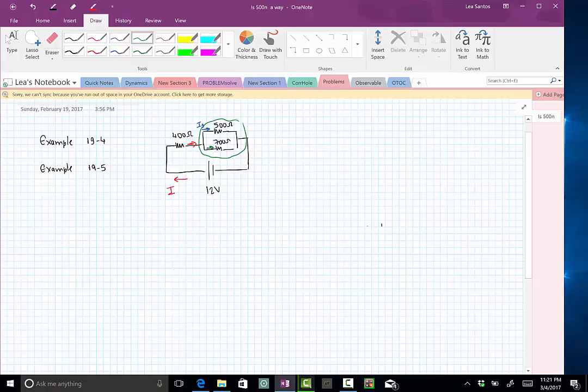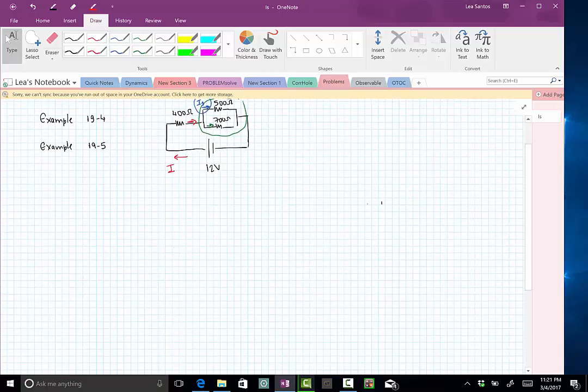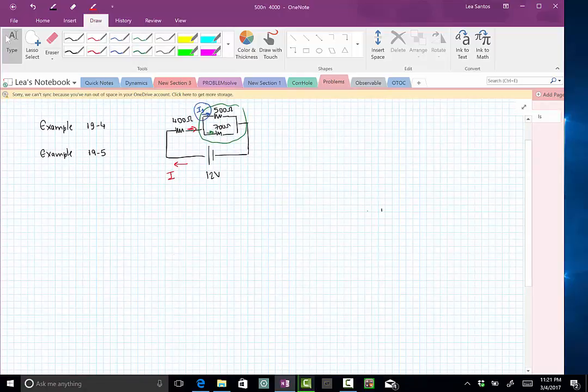How can I find this piece here, the current that goes through the 500 ohm? Well, if I had the potential difference for this piece, I would be done. Because if I had the potential difference for this resistance 500, I would just use this equation here and I would be able to find the current. So you see that what I need to find is the potential difference.